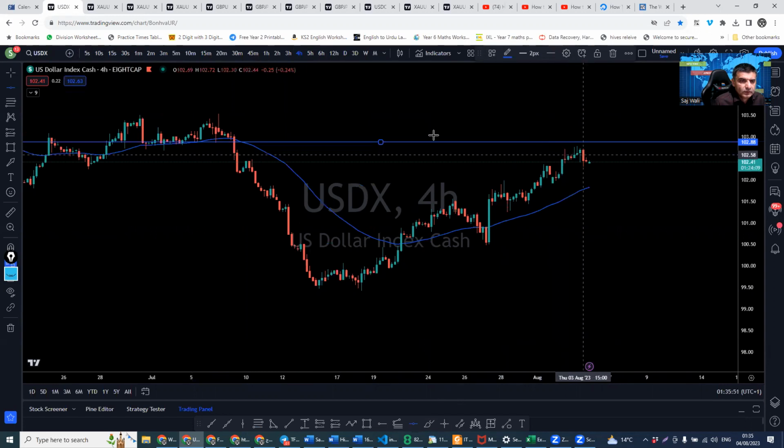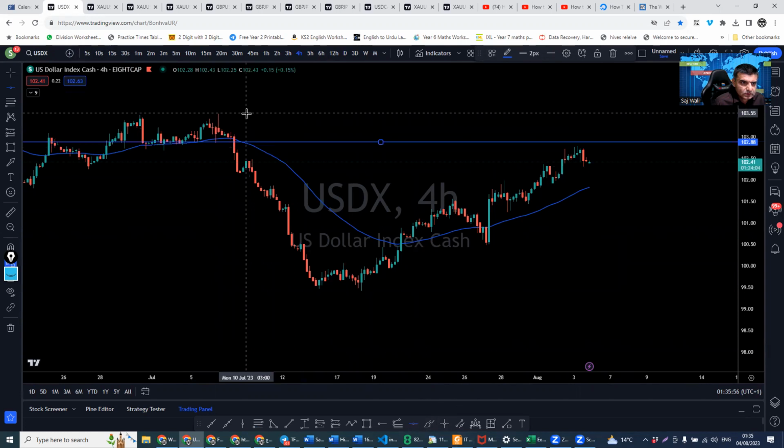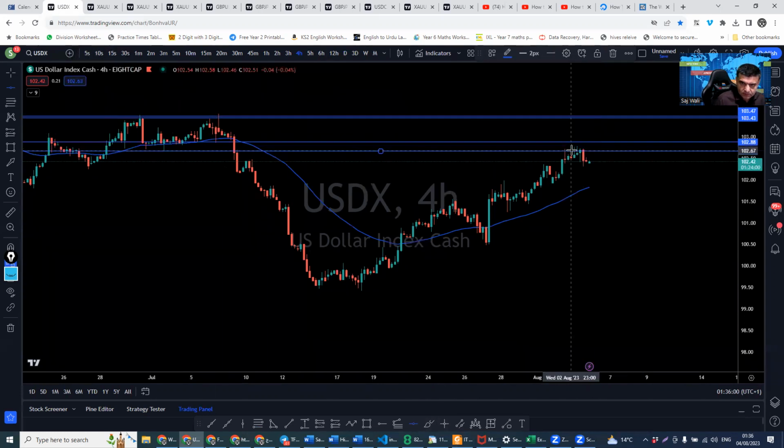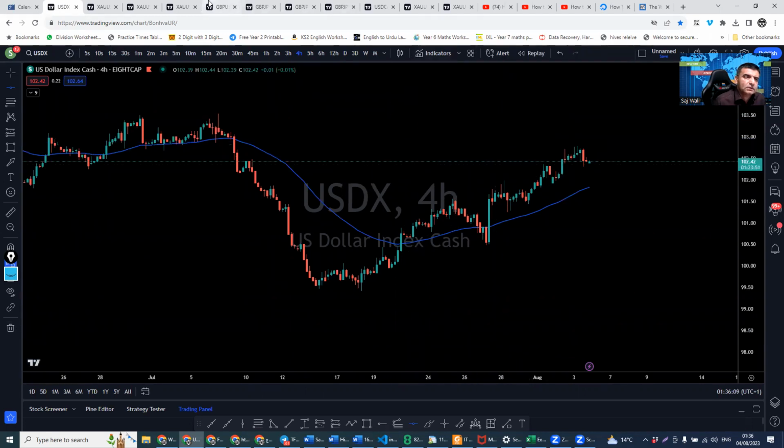So if it breaks this level and it goes to the top of this level, and if it breaks this level here, then we can expect the gold to come down, but otherwise it'll be vice versa.